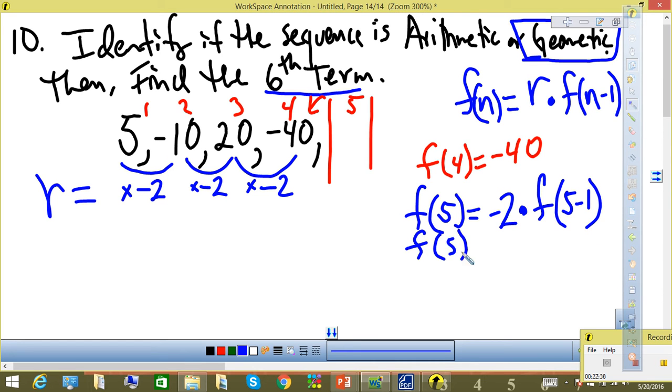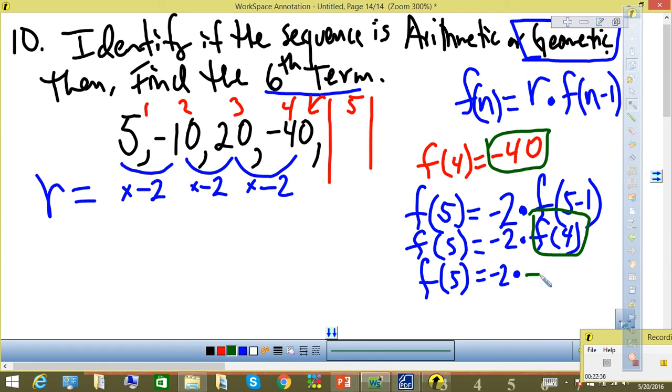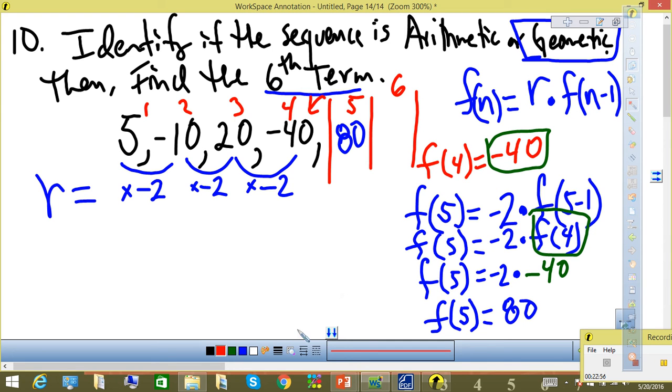F of 5 equals negative 2 times f of 4. F of 5 equals negative 2 times f of 4, which is what, everyone? It's negative 40. We started with that here, so that goes here. Negative 40. Therefore, f of 5 equals 80. So now that we have our 5th term, can we find our 6th term? Okay, you find the 6th term, please. You know what to do from there? Go.